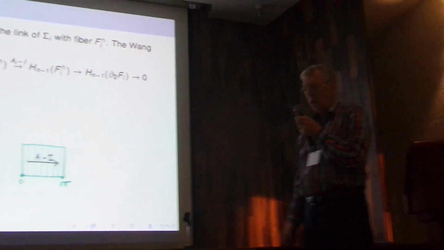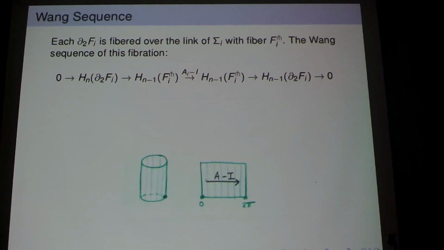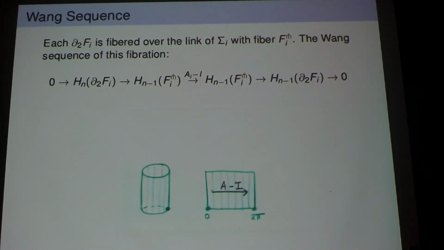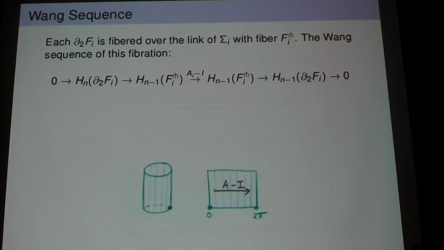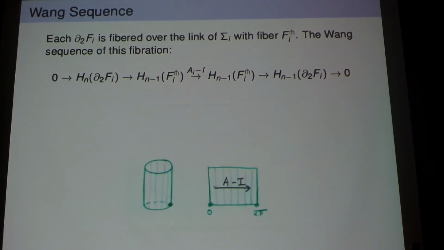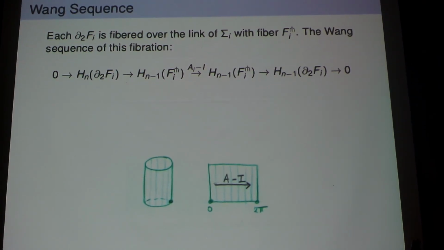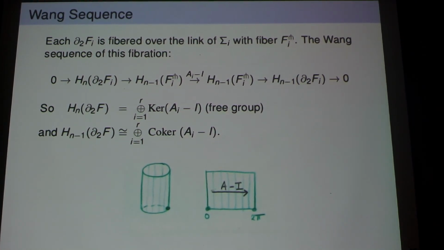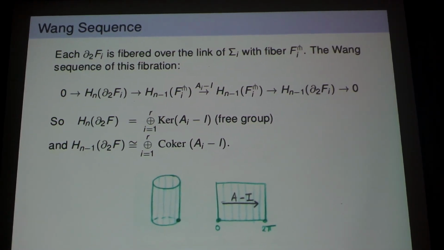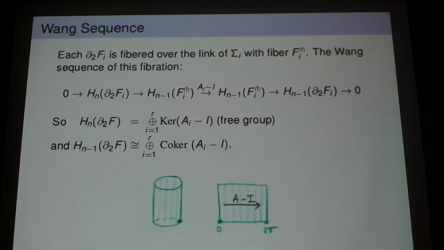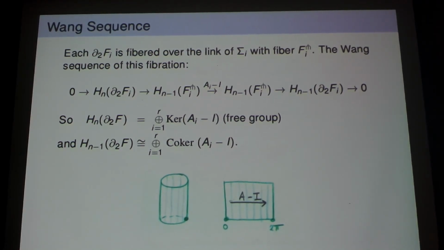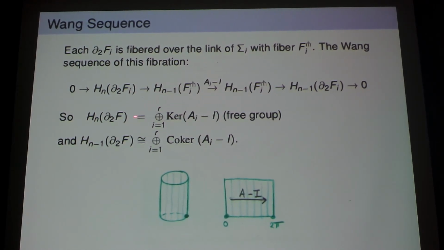So this is, you can cut the bundle of the circle open, and then you have the map A minus the identity, and you get this sequence, which is the one sequence of the fibration. And since the concentration of the Milnor fiber is only in the middle dimension, you have to consider only this short piece of the one sequence. In practice, the one sequence is multiple. And so you can identify the homology of the total space of delta 2f with the kernel and the cokernel of this A_i minus one. And you have to sum over the different branches of the singular set.